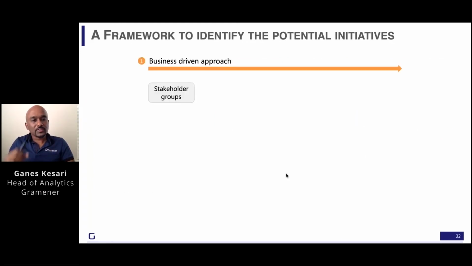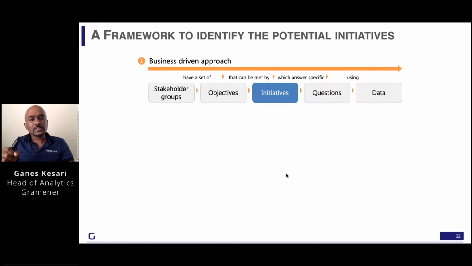So here's a framework to go about all of this. We take a business-driven approach first: start with the stakeholders, identify the users, look at their objectives, and find out what initiatives can be met for those objectives, and then find out what questions have to be answered and what data is needed for that.